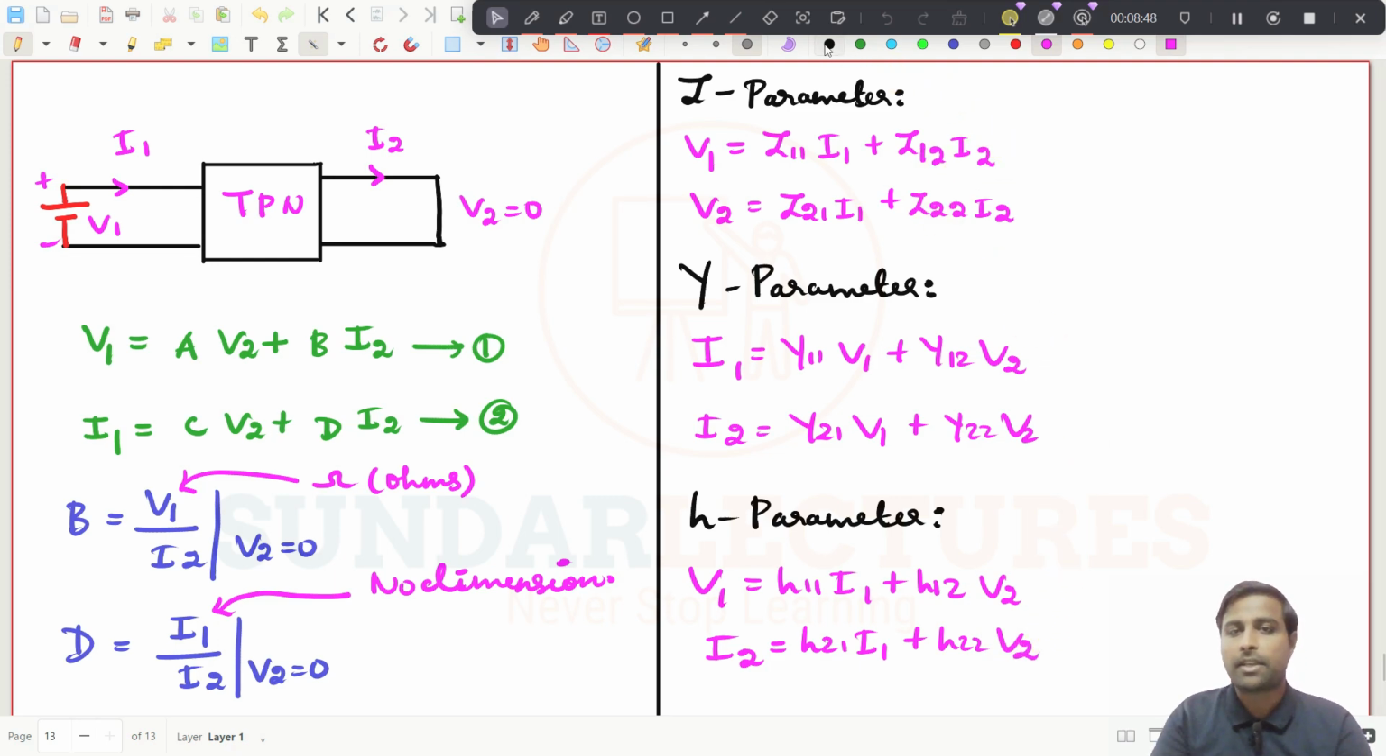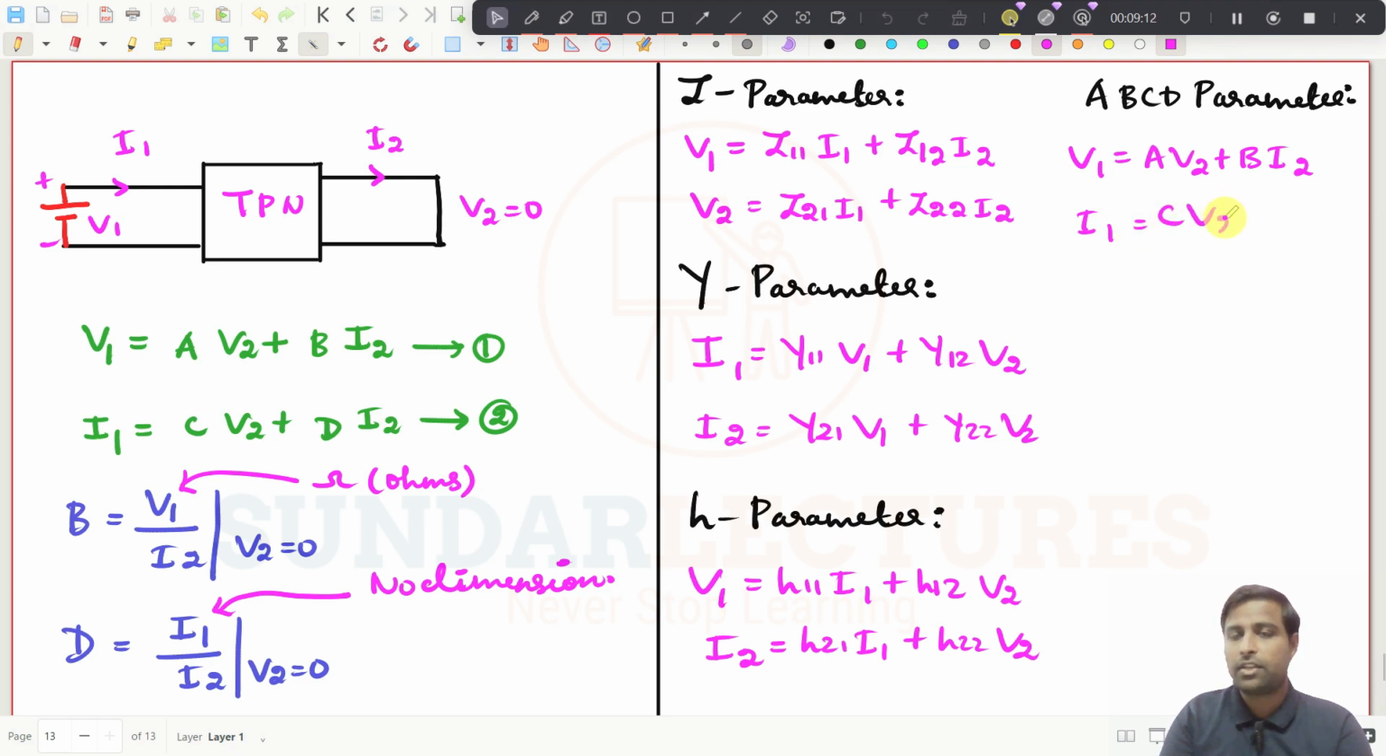This is the H parameter. And for the ABCD parameter, you will get V1 equal to A V2 plus B I2, and I1 equal to C V2 plus D I2. So these are all the parameters: the Z parameter, Y parameter, H parameter, and ABCD parameter.